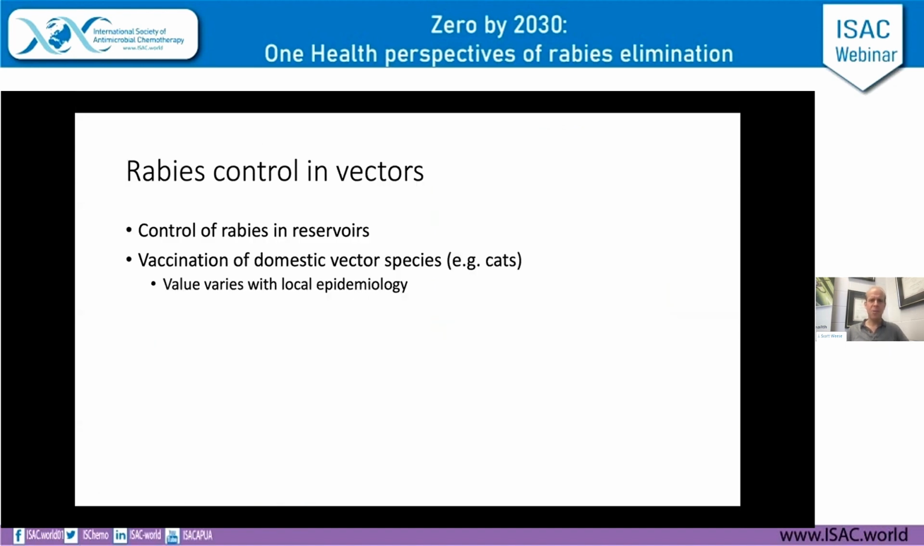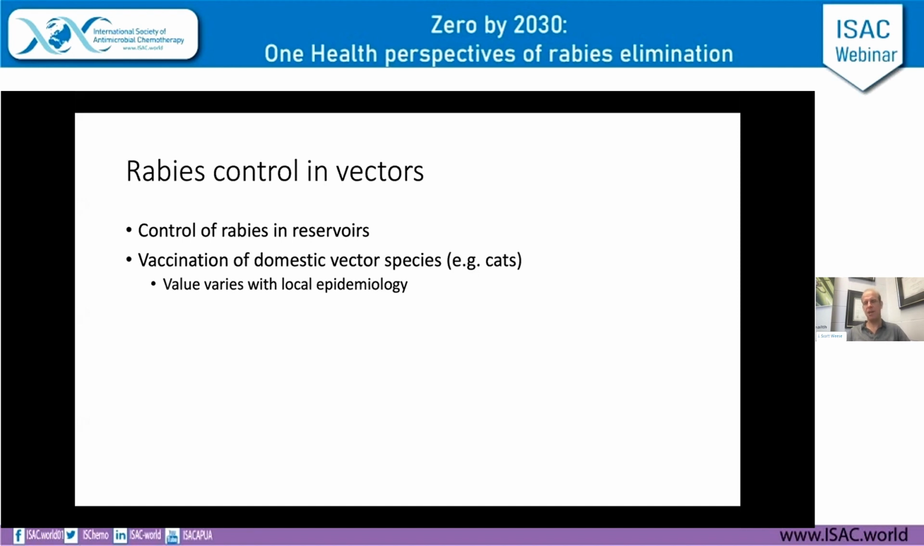Rabies control in vectors really focuses on rabies control in reservoirs. If the reservoirs are controlled, vectors are less of a concern. The risks are mainly from reservoirs. But the risk from vectors really varies with the epidemiology in the area. And there may be places where controlling this through vaccination of domestic vector species is particularly important, especially in cats.